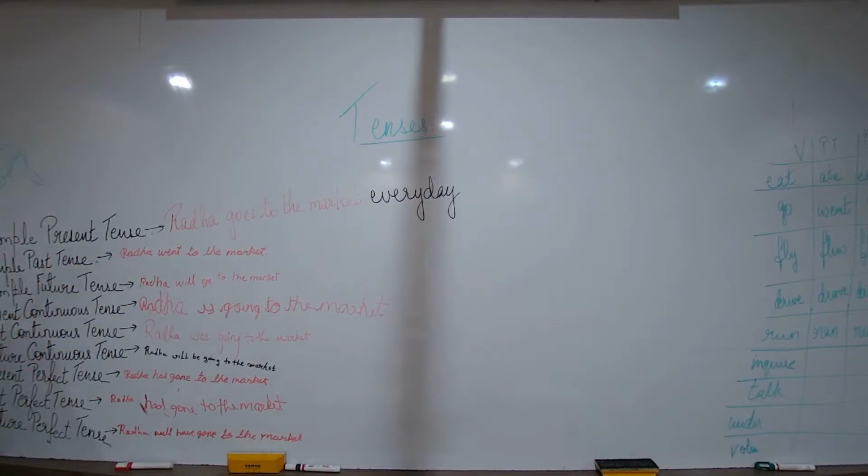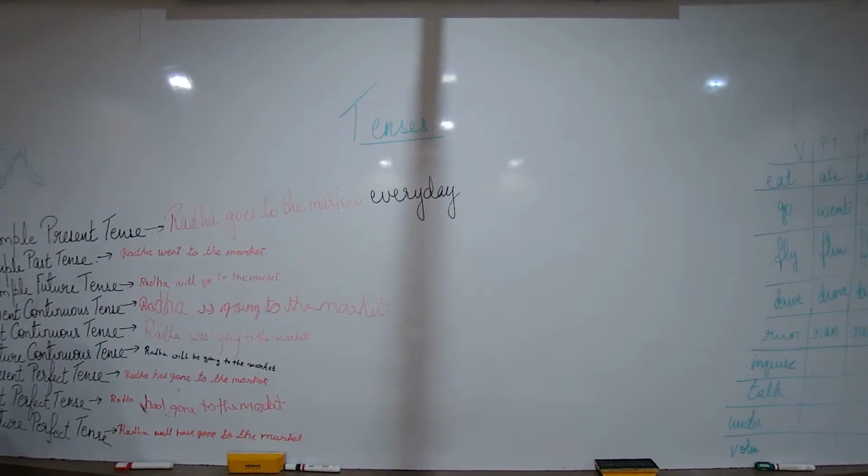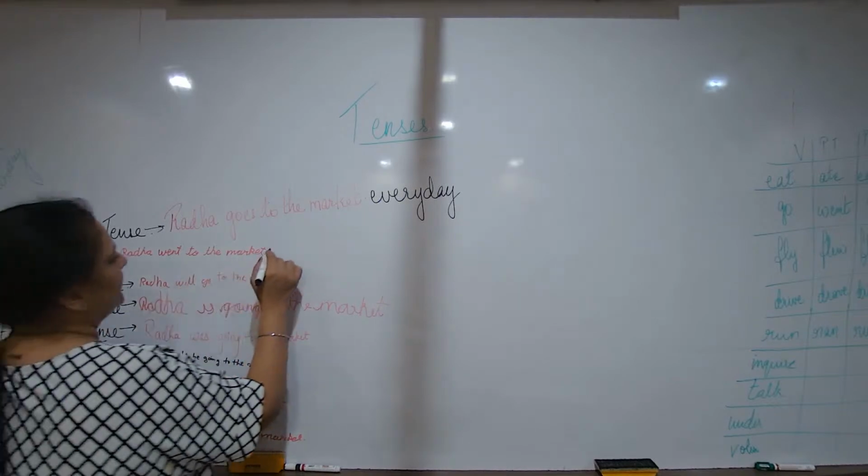Radha went to the market. He went somewhere. What should be the word that I should add here? She went now. Simple past tense है ना? तो क्या आएगा यहाँ पे? Radha went to the market. Yesterday.